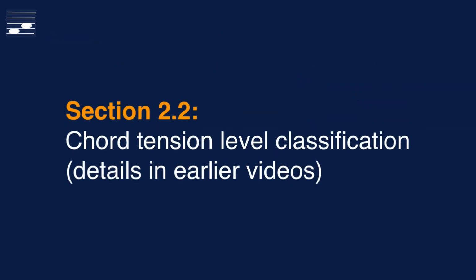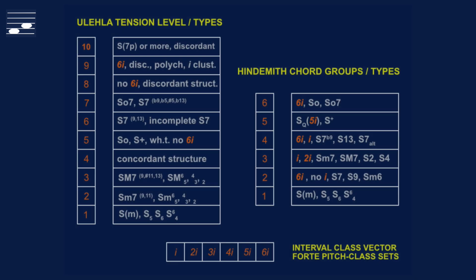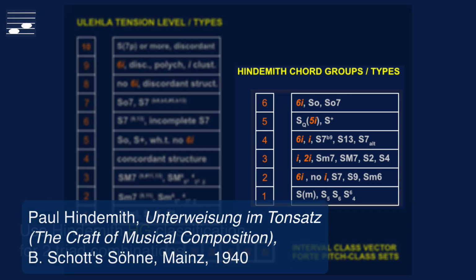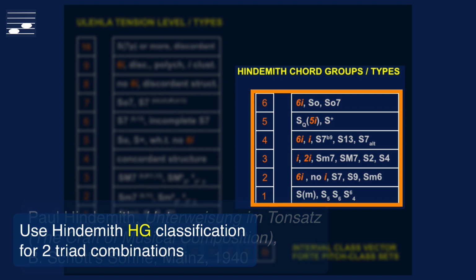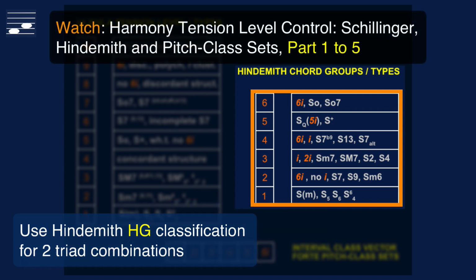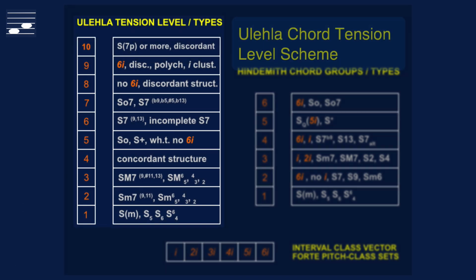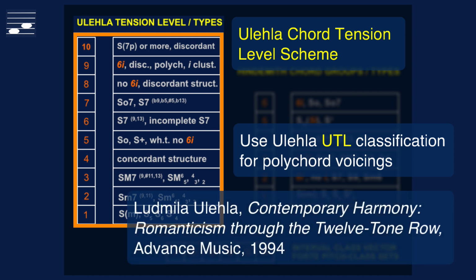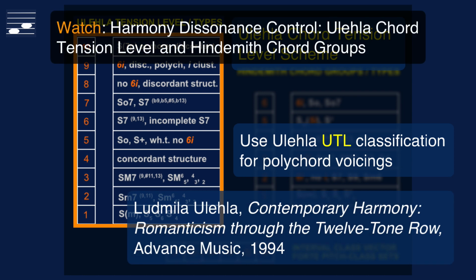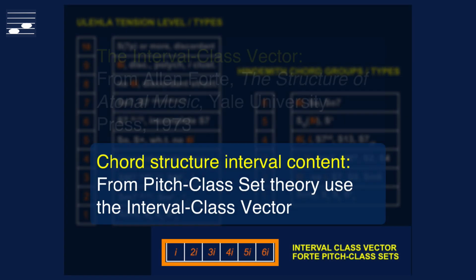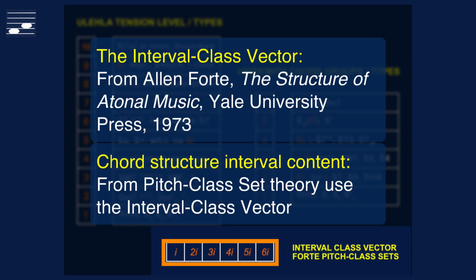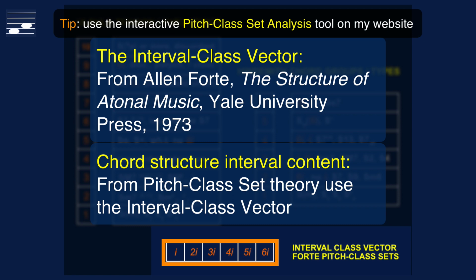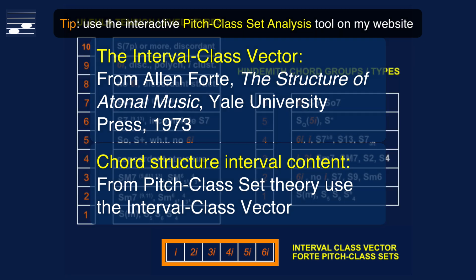Chord tension levels may be classified by combining and mapping 3 approaches. You will have seen this diagram before, with the Hindemith chord dissonance classification into 6 groups on the right and the scale with the 9 Ulehla tension levels on the left. Both these were presented in separate video tutorials, as were the essentials from pitch class set theory. Relevant for this video is the inspection of the 6 elements in the interval class vector.